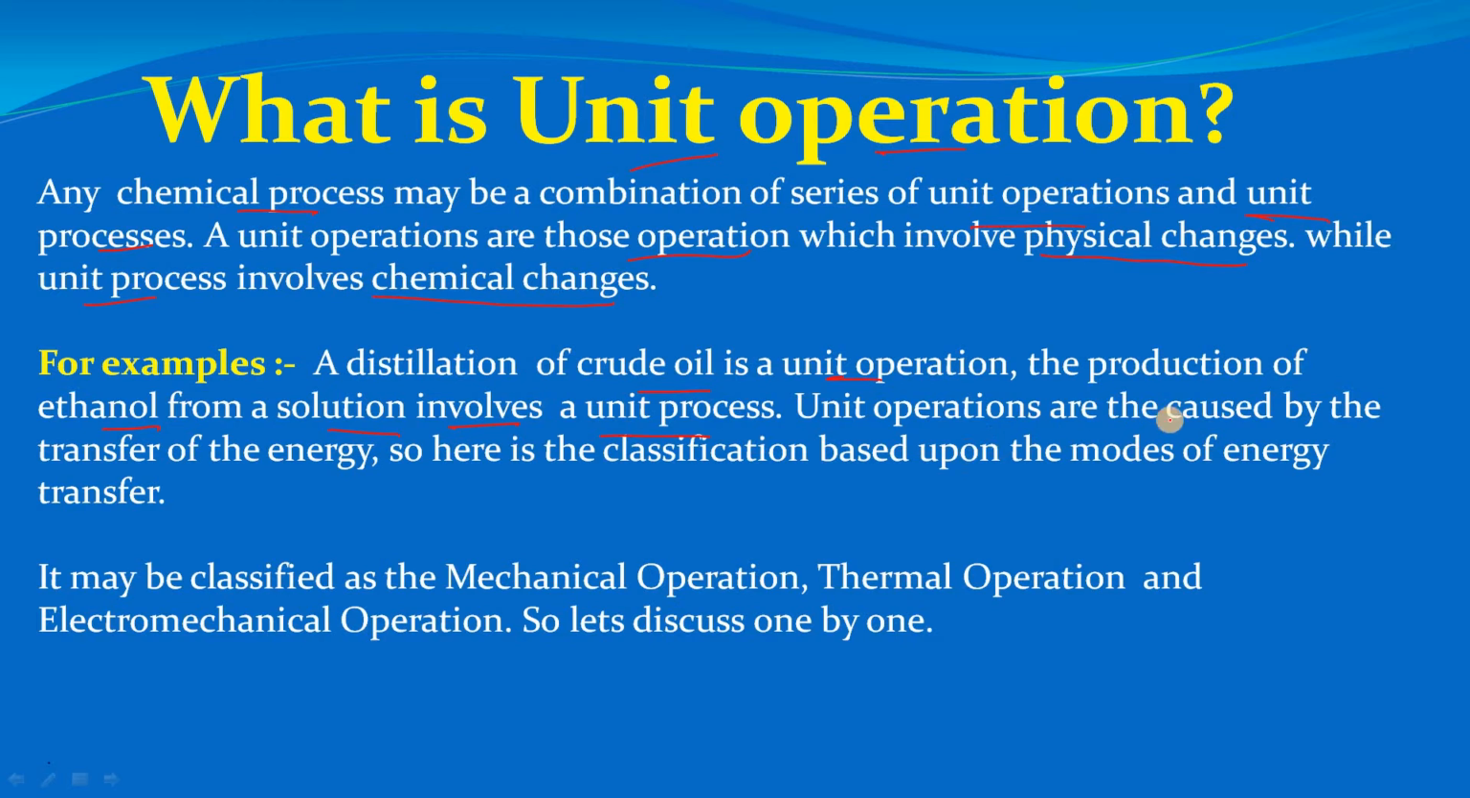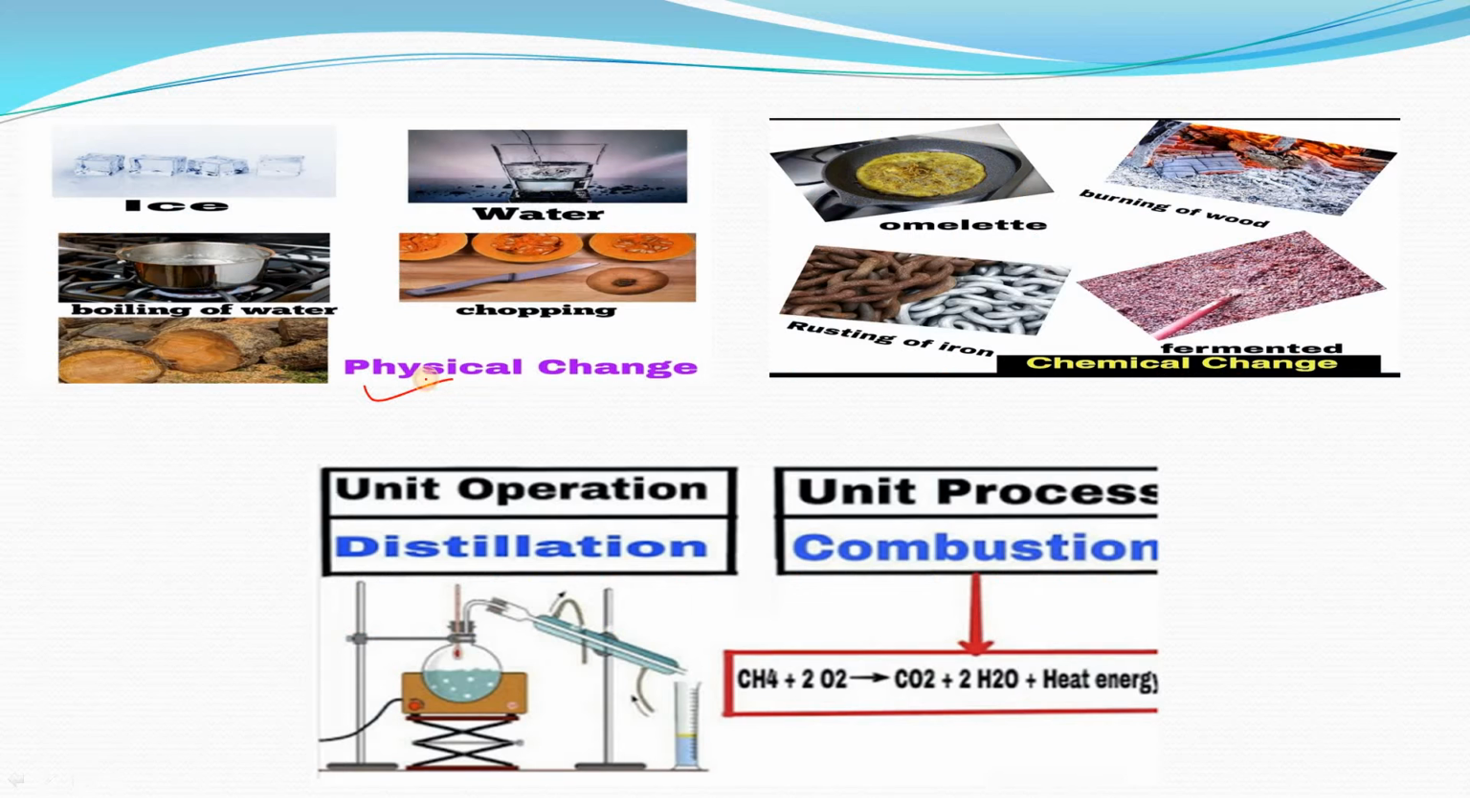Unit operations are caused by the transfer of energy. So what does that mean? It means that energy transfers from one side to another side, and because of that it can be classified based upon the modes of energy transfer, right? So the types of unit operations are mechanical operations, thermal operations, and electromechanical operations. And we will discuss each unit operation one by one. Let's see.